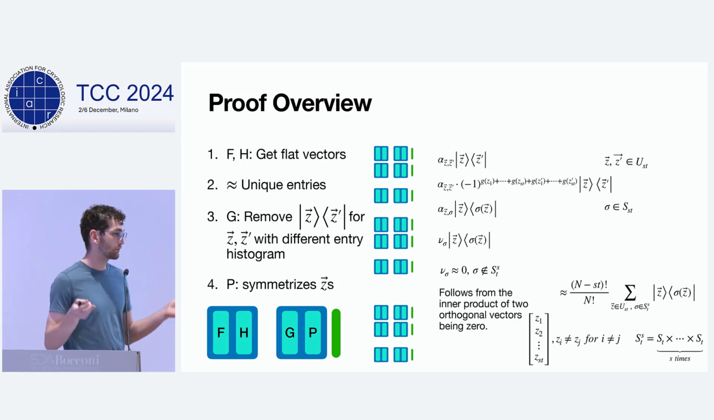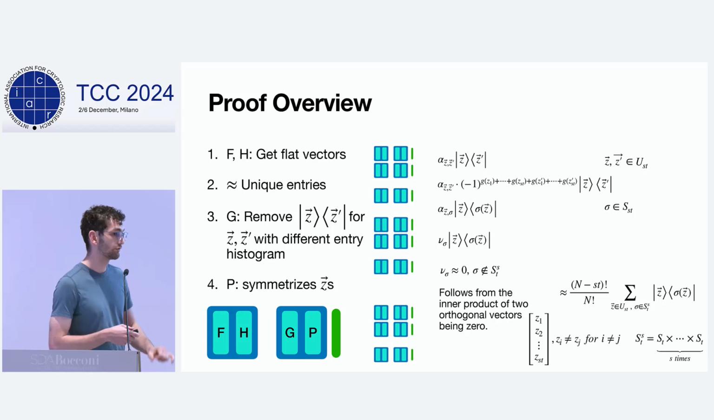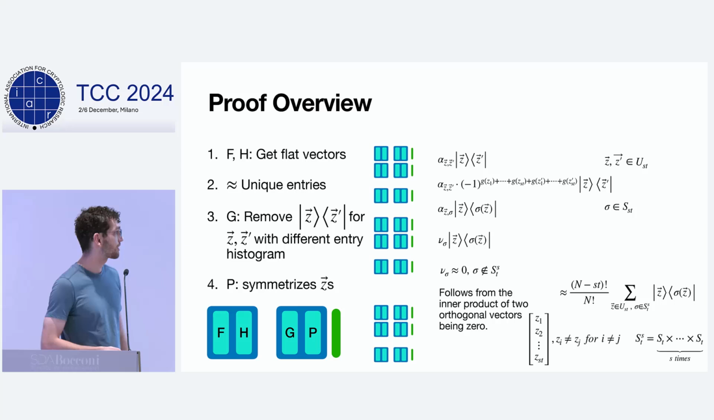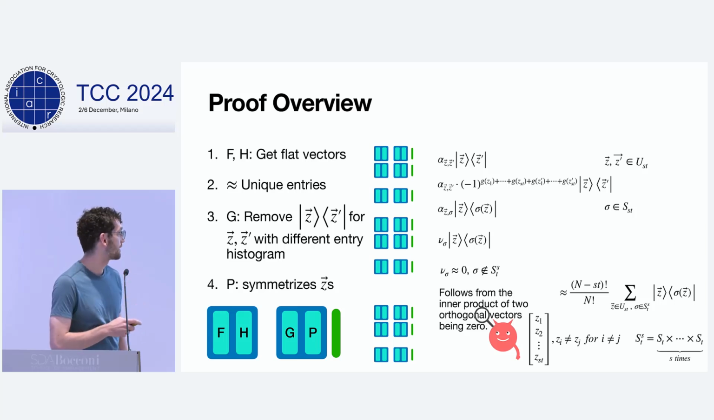The only thing left to show now is that nu of sigma is close enough to 0 when sigma is not locally permuting each block of T elements. I'm saying the only thing that is left to show, because this follows from the inner product of two orthogonal vectors being 0, and the devil is in those exact details. This is the technical part of the proof, and I'm not going to get into it.